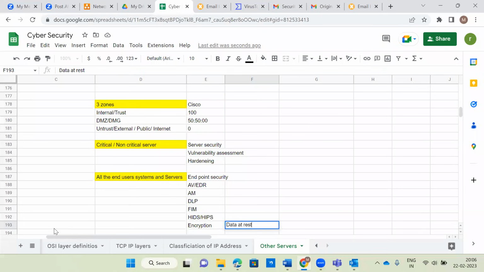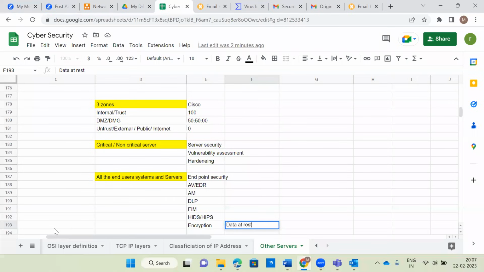Today's entire question, guys: what are the two different types of encryption we have? One is data at rest, and one is data in transit. Data in transit means, for example, sending an email from one location to another, from one user to another. Or you're accessing a website or downloading a file. It is moving. So that is called data in transit.